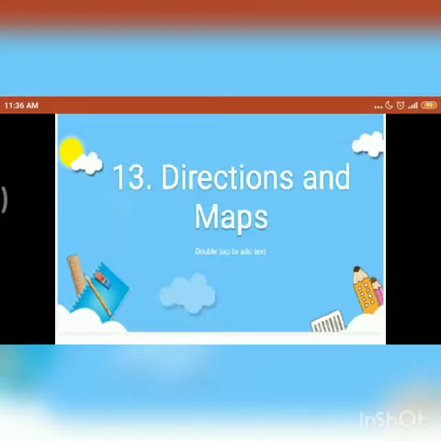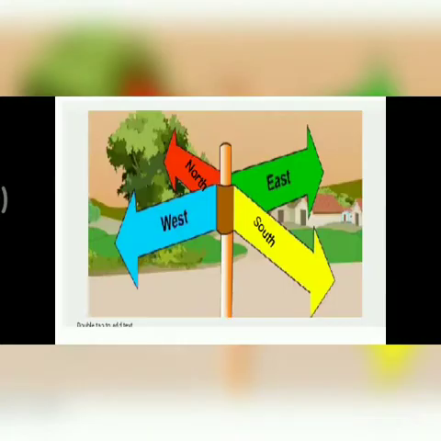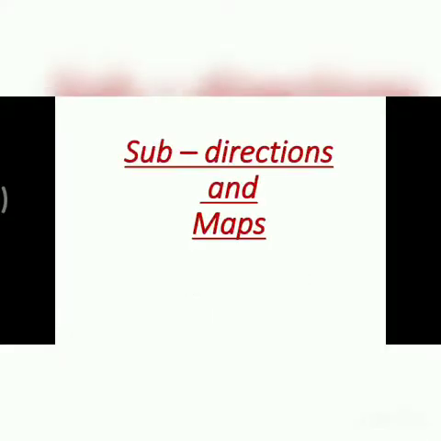Good afternoon, students. Welcome back to EVS 1 session, lesson number 13, Directions and Maps. Students, in third standard, we have learned about four main directions. Yes, that is east, west, north, south. In this chapter, we are going to learn about the subdirections and maps.